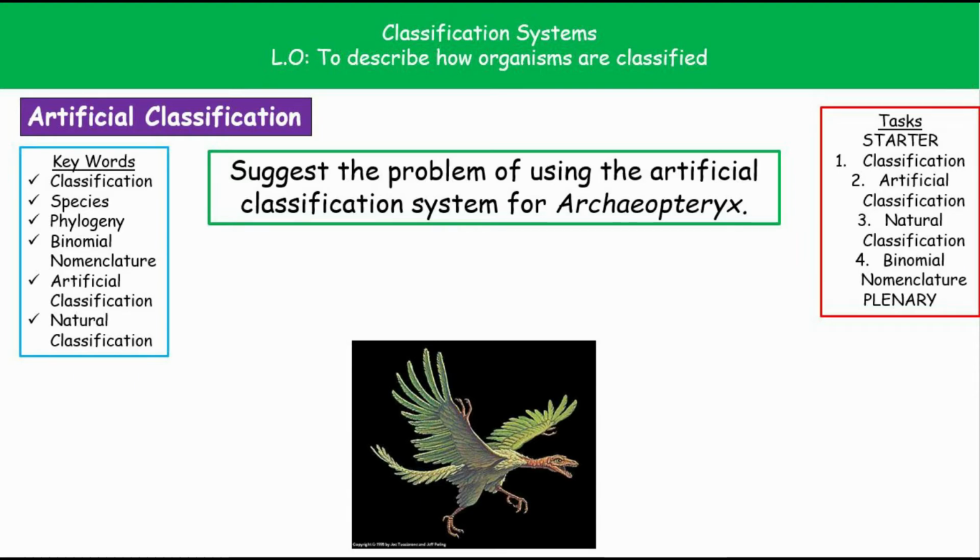What I've given you at the bottom of the screen there is a picture of a creature that used to exist here on planet Earth called Archaeopteryx. They are now extinct, they don't run around still looking like that, and pretty glad about that. But what I want you to do is, looking at that image, suggest the problem of using the artificial classification system for Archaeopteryx.